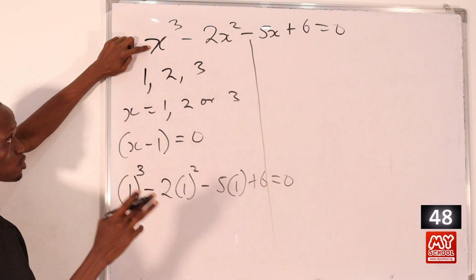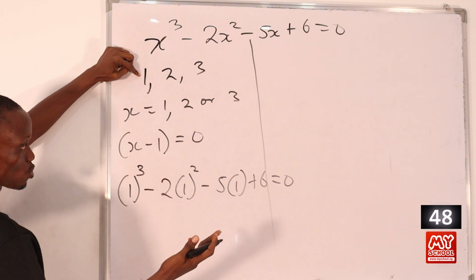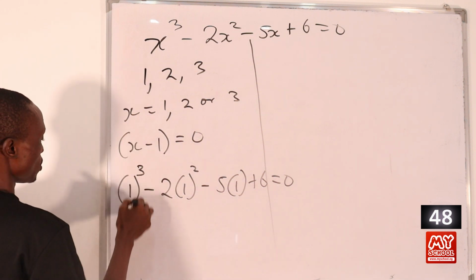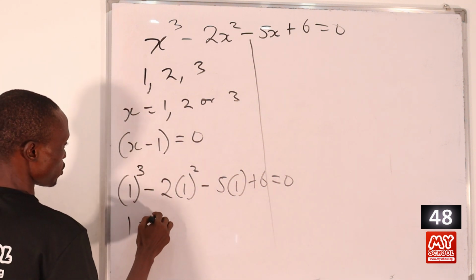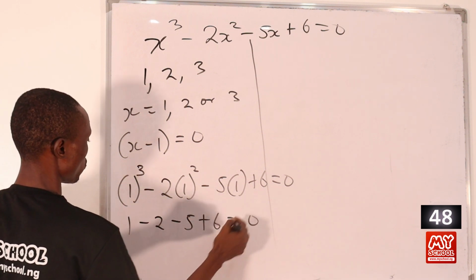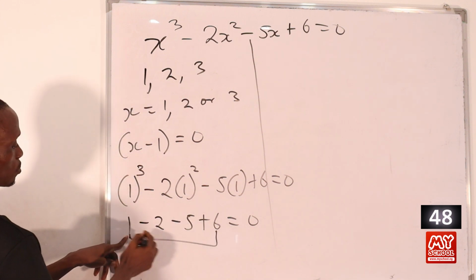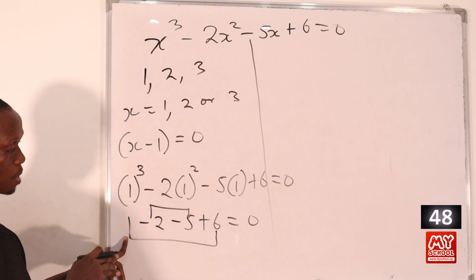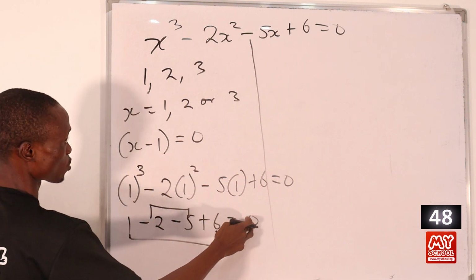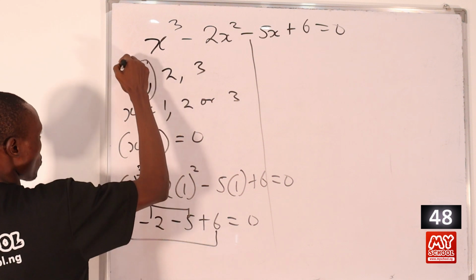If it equals 0, that means x minus 1 is a factor. In that case, if you put it to 0, s will be equal to 1. So here we still have 1, here we still have minus 2, here we have minus 5, and here we have plus 6. Let's see if it will be equal to 0. These two add together to give us 7, and these two add together to give us minus 7. So 7 minus 7 is equal to 0. So that means one of the values of x is 1. Okay, so we have gotten this.